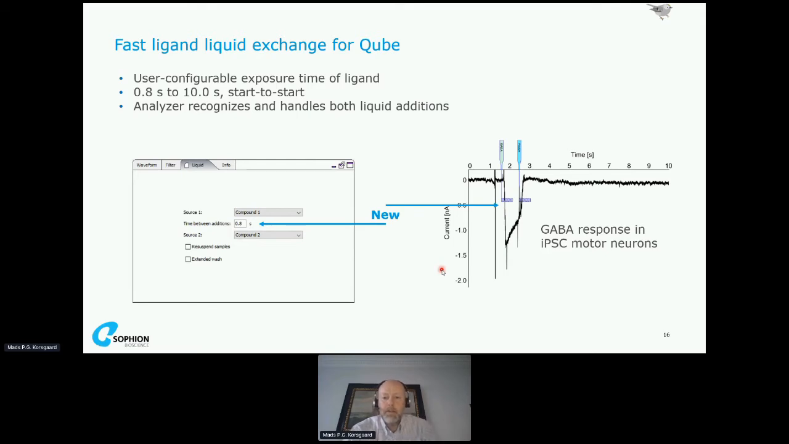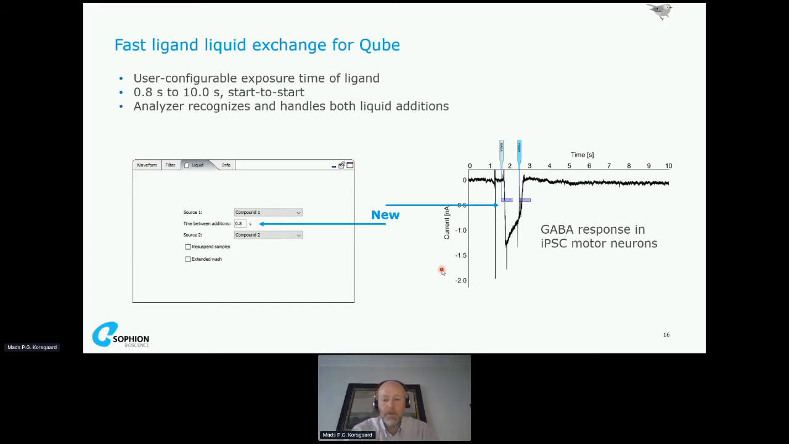We have had fast ligand exchange with stacked liquids for quite some time on Qube. Now I should mention I'm going a little bit away from the analysis and to the execution of the experiments. I have a few slides on that for Qube as well as Qube 2. So for some time it has been possible to have some fixed exchange times for the liquids.